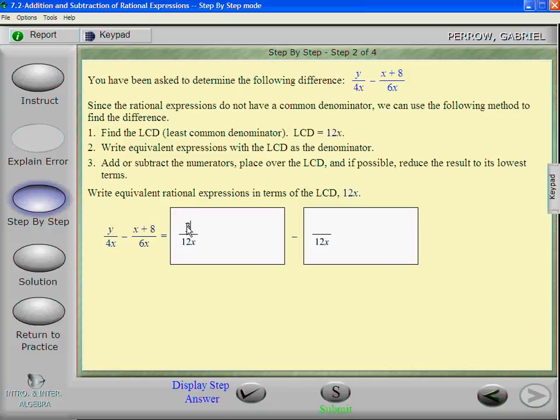So it's the same idea we've always been doing, but maybe it looks a little different based on how the denominators look here. So multiply the top and the bottom by 3, becomes 3y over 12x. With the second fraction, I had to multiply the top and the bottom by 2. Or I had to multiply the bottom by 2 to become 12x. So I multiply the top by 2. So on top there, I'm going to have 2x plus 16. Because if you multiply x plus 8 by 2, you're going to get that when you distribute.